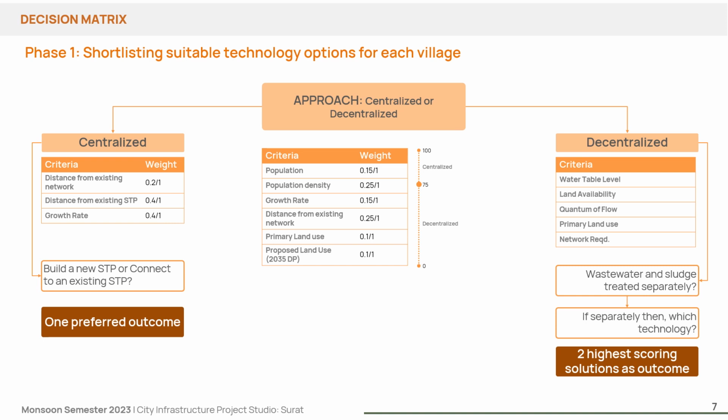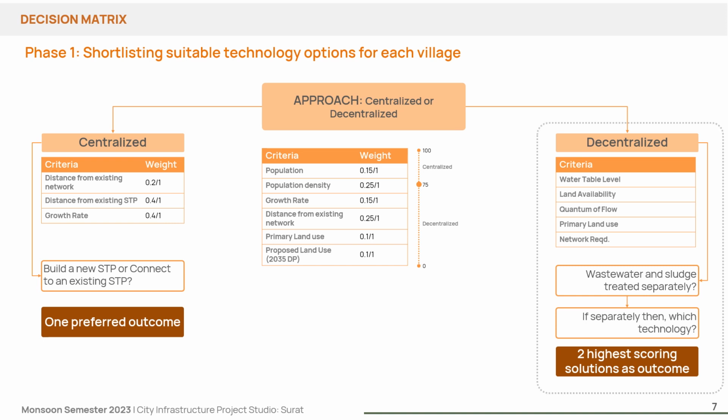To determine the approach, the criteria include population density, growth rate, distance from existing network, and primary and proposed land use according to the 2035 DP, which have been assigned unequal weights. This information is to be provided by the user, based on which a score is assigned. If it is above 75 for a village, then it is assigned a centralized approach, and if the score is between 0 to 75, decentralized.